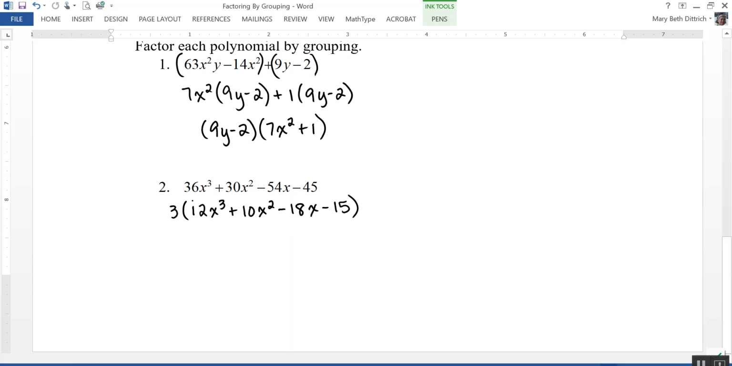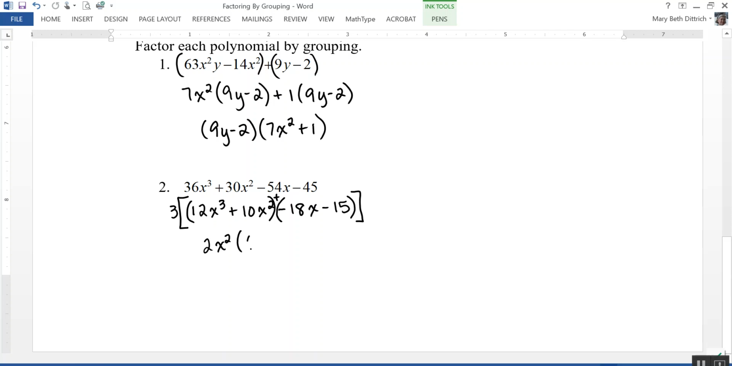So I'm going to go ahead and group. Since I need to add parentheses, I'm going to change these to square brackets. So here are my first two terms. And then for my second two terms, I'm going to grab this negative and put a plus up here, because I want to think of that as a negative 18x. So instead of minus 18x, I'm going to think of it as plus a negative 18x.